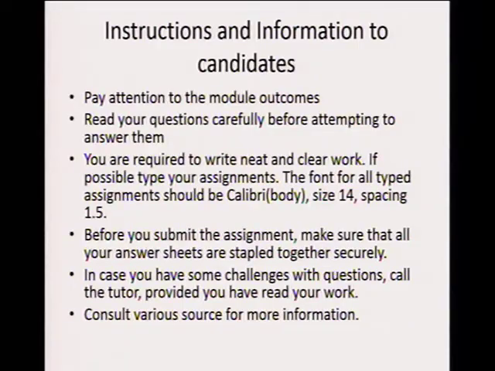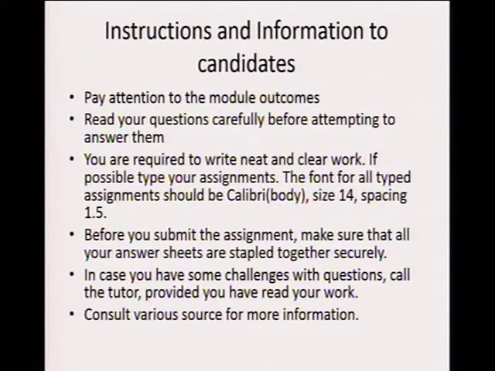Instruction and information to candidates. Pay attention to the module outcomes. Please read your questions carefully before attempting to answer them. You are required to write neat and clear work. If possible, type your assignment. The font for all typed assignments should be Calibri body, size 12, spacing 1.5.